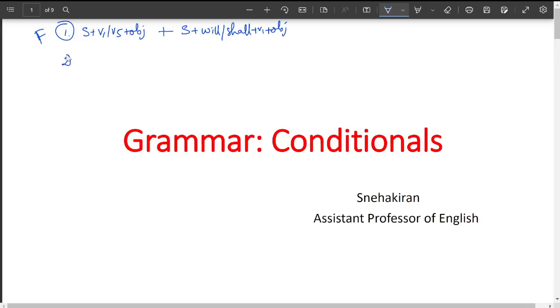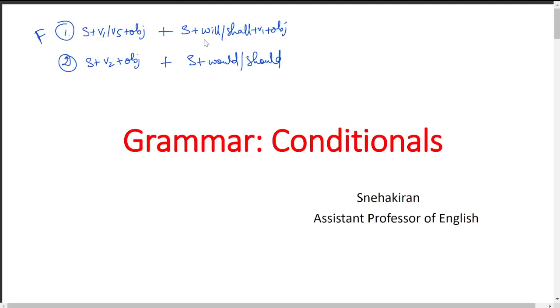Next, the second condition is subject plus V2 plus object. This is called simple past tense. This is connected with the subject plus would, should. Apart from this, we have can, may also. In the same way, here you have might and could plus V1 plus object. This is model number 2. This is called the impossible or improbable condition.